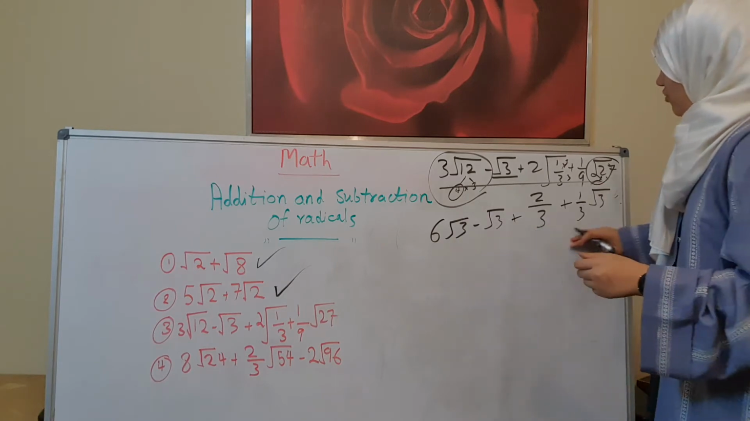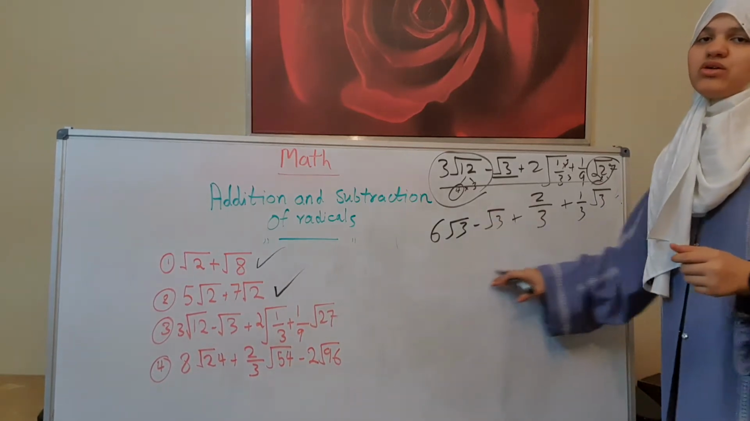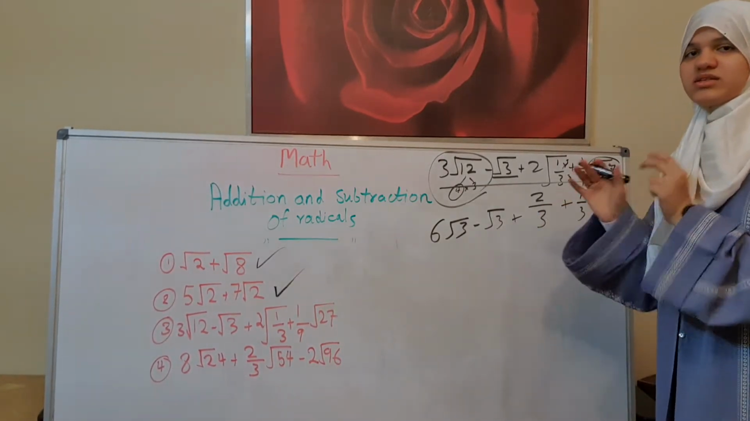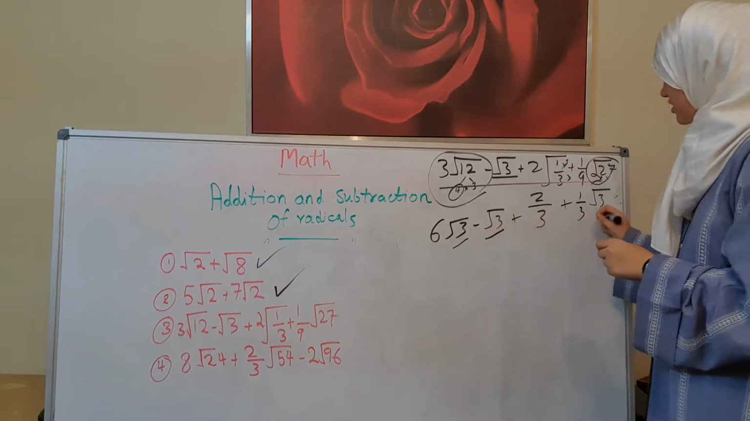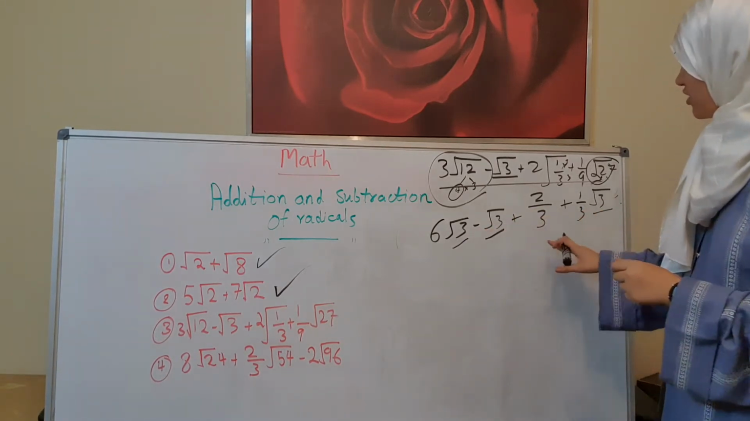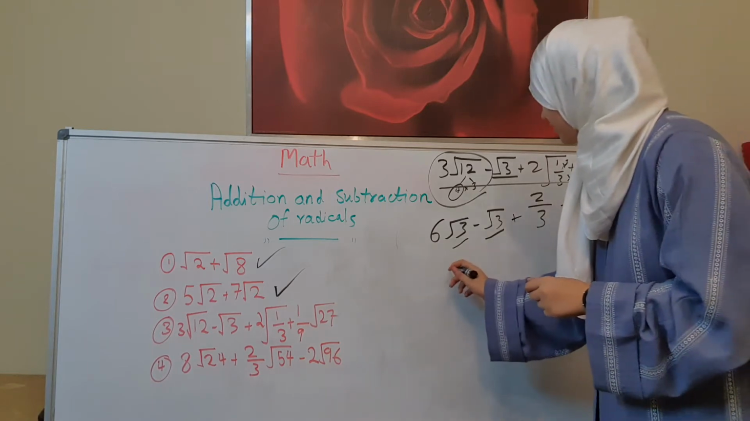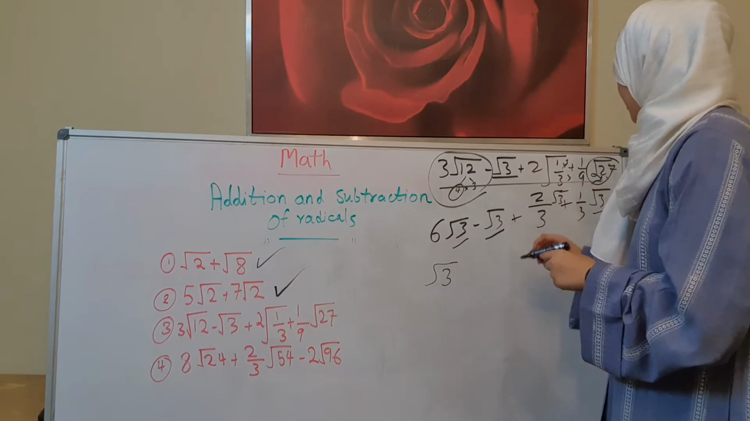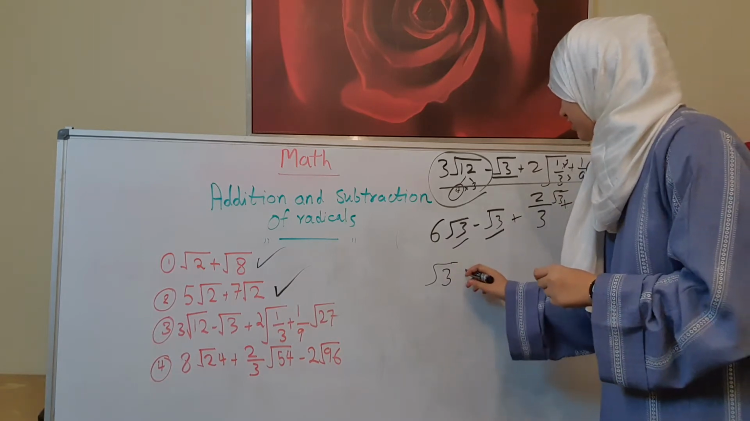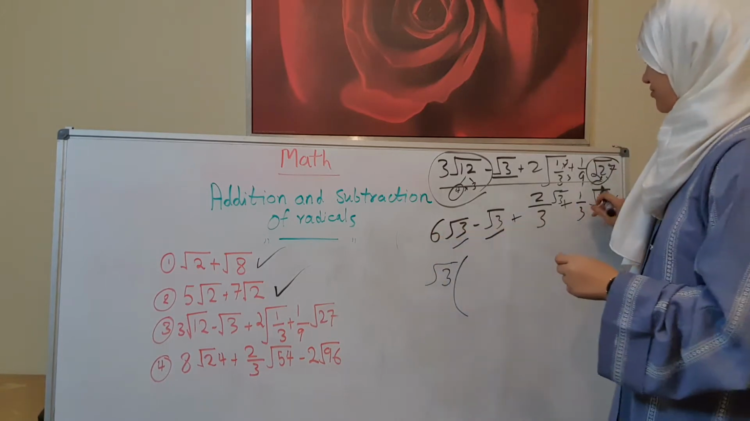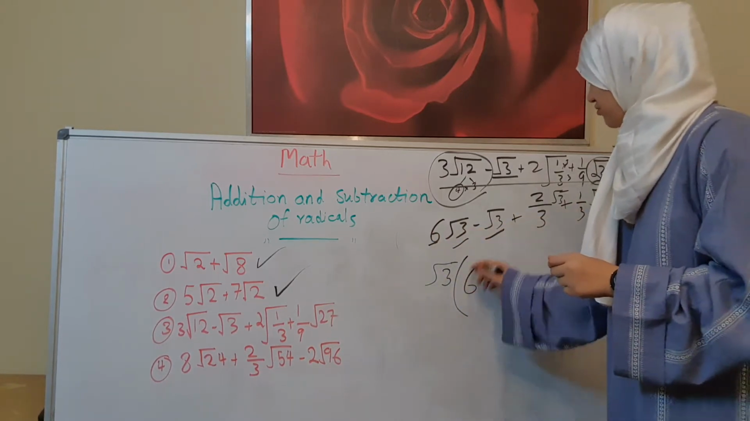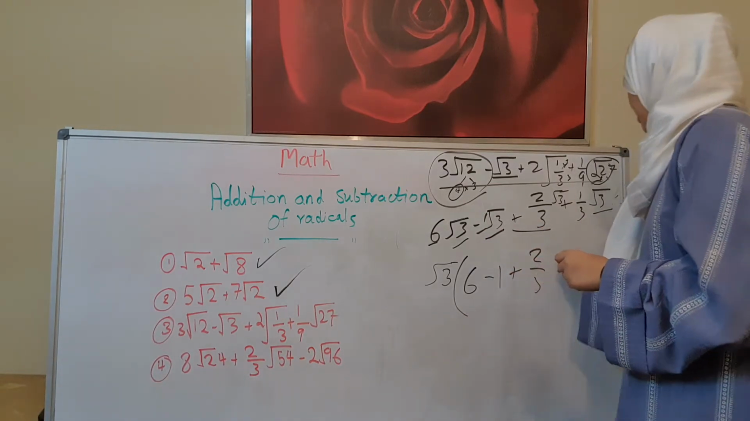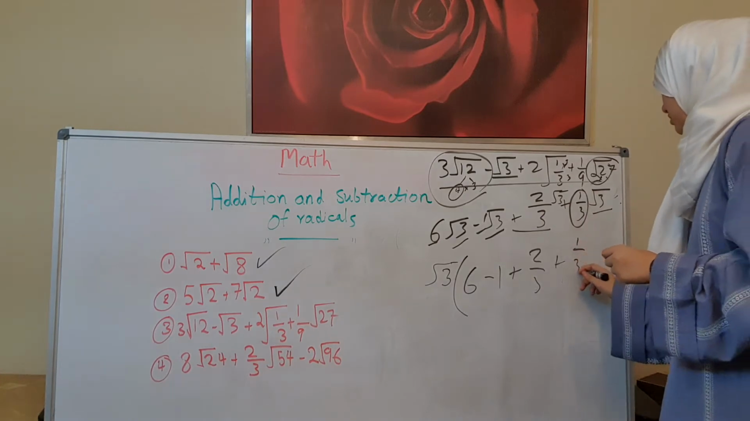Now, we have a common factor between all these terms. That means the common factor is radical 3: radical 3, radical 3, and radical 3. So that means we have radical 3 here, and here also radical 3. That means radical 3 in brackets, all of them. That means we take first 6 minus 1 plus 2 over 3 plus 1 over 3 and close the bracket.